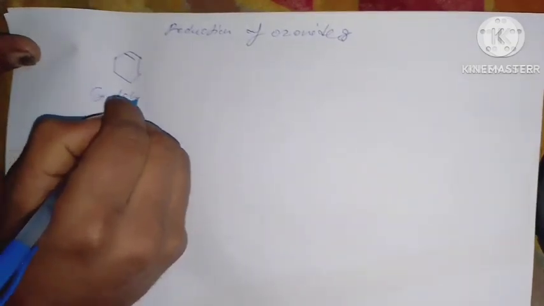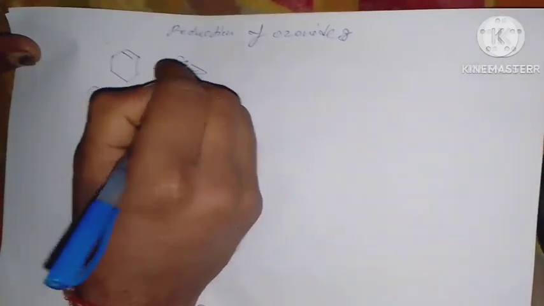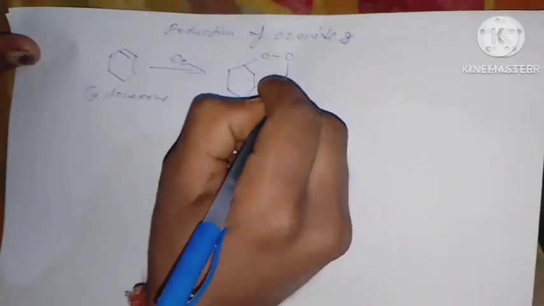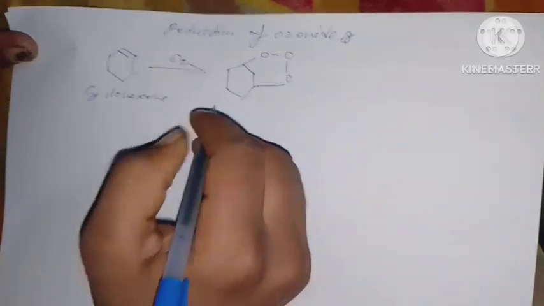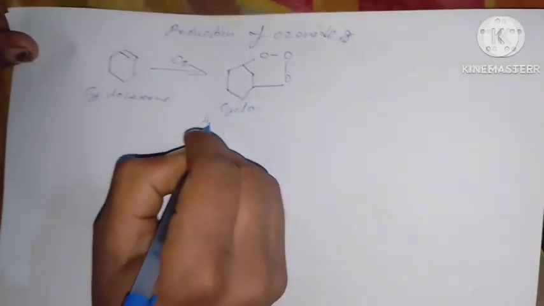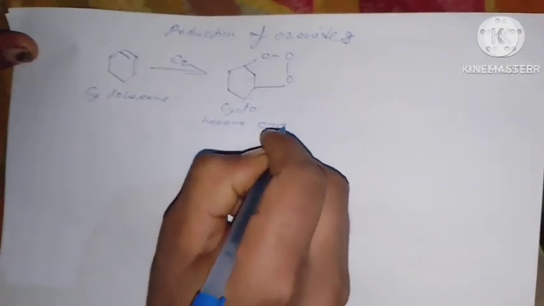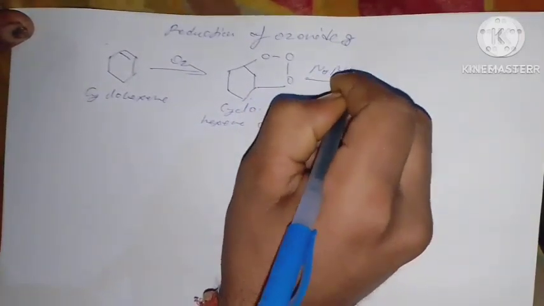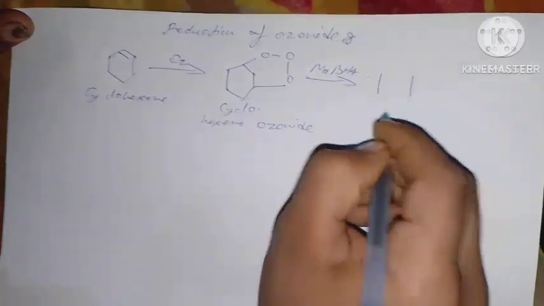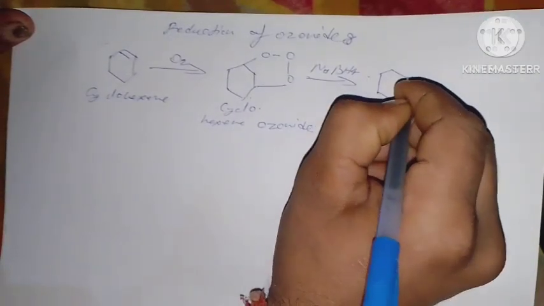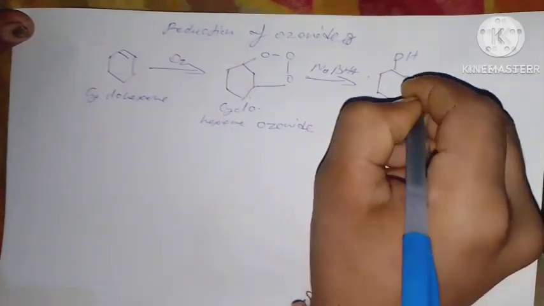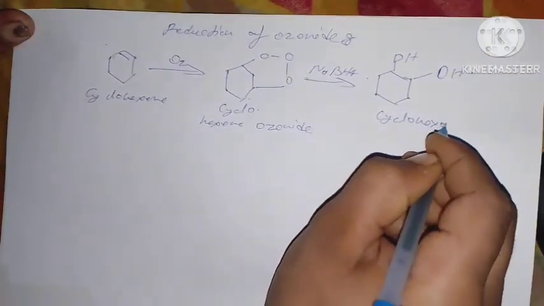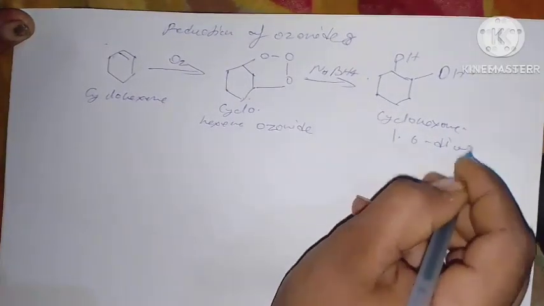This is cyclohexene, with O3, ozone, 1, 2, 3, 4, 5, 6, okay? Cyclohexene ozonide, with NaBH4, okay? OH, cyclohexane-1,6-diol, okay?